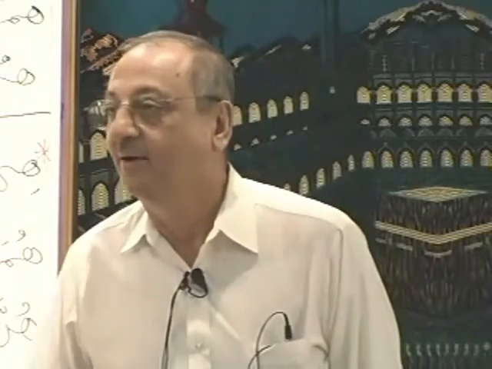Huwa, huma, hum, hiya, huma. That's it. And then what are MuttaHarrik pronouns? 9 of them. Hunna, anta, antuma, antum, anti, antuma, antunna, ana, nahnu. They are called MuttaHarrik pronouns.